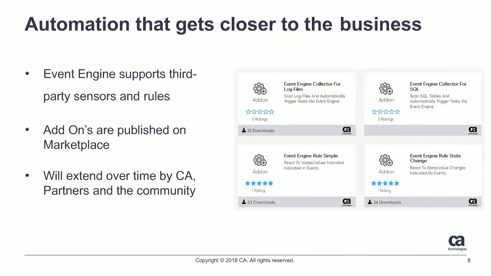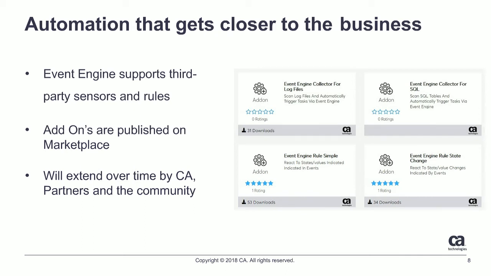This is automation that gets closer to the business. You've got a host of third-party fixtures, rules, and pre-built content that we call action packs. If you go out to the Atomic Marketplace, marketplace.atomic.com, you can see that there's a library of objects that exist out there.